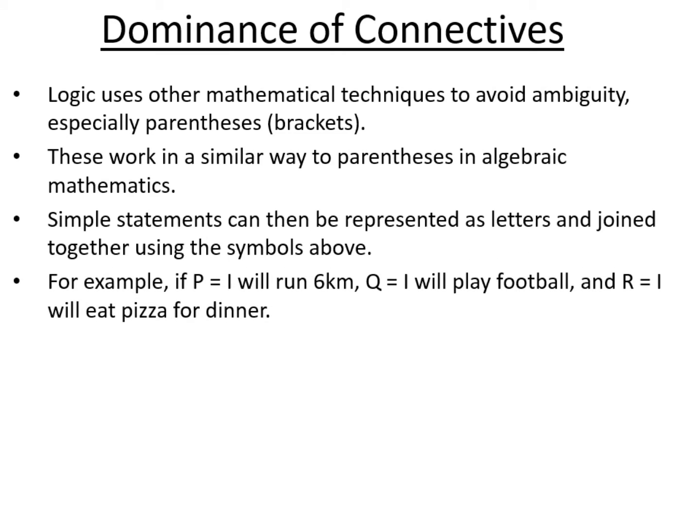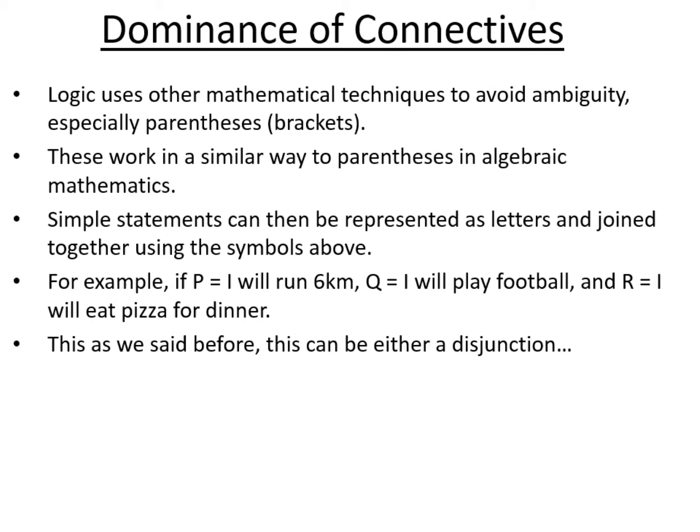For example, let's say that in the example on the previous slide, P equals "I will run 6 kilometers," Q is "I will play football," and R is "I will eat pizza." So we can either write this as a disjunction, P or (Q and R), and there we put the conjunction in brackets, and that shows that it's the disjunction outside the brackets which really is the kind of statement we're looking at. If we're writing that statement out, a comma is sufficient to make our meaning clear.